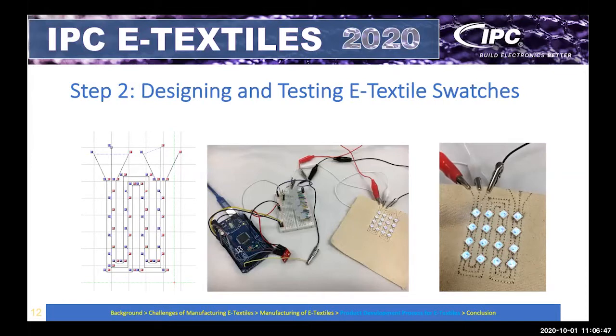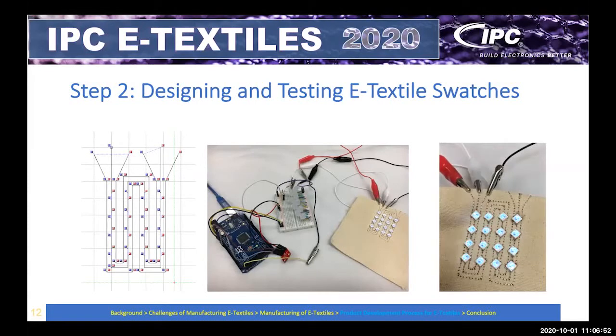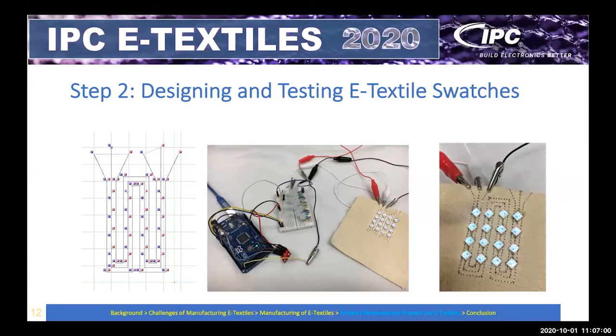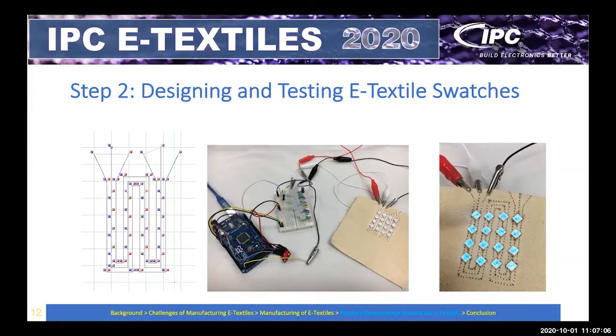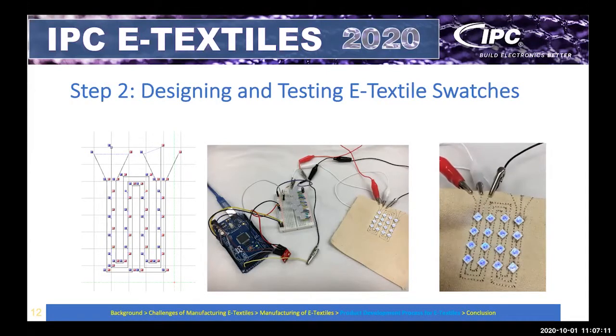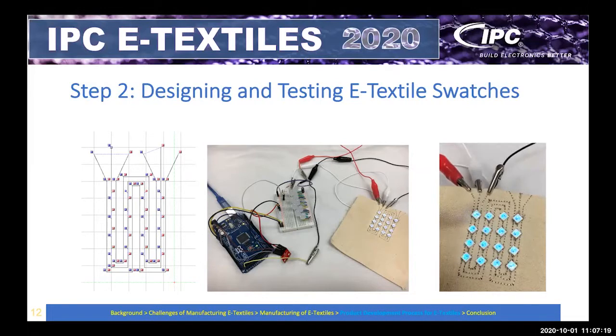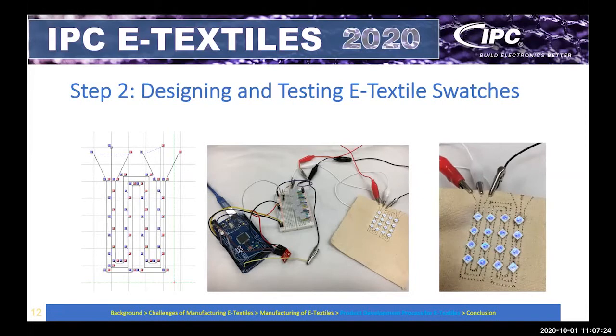So the second step is designing and testing e-textile swatches. In the previous step, we developed an electronic hardware, and in this stage, we are going to translate it for an e-textile circuit. Before making the whole garment, this is where you see whether the electronic system you developed can actually be translated for e-textile swatches. In this stage, all the circuit components, such as the connectors, components, wires, and sensors that you need to integrate into the electronic system, can also be transferred to the e-textile swatches.